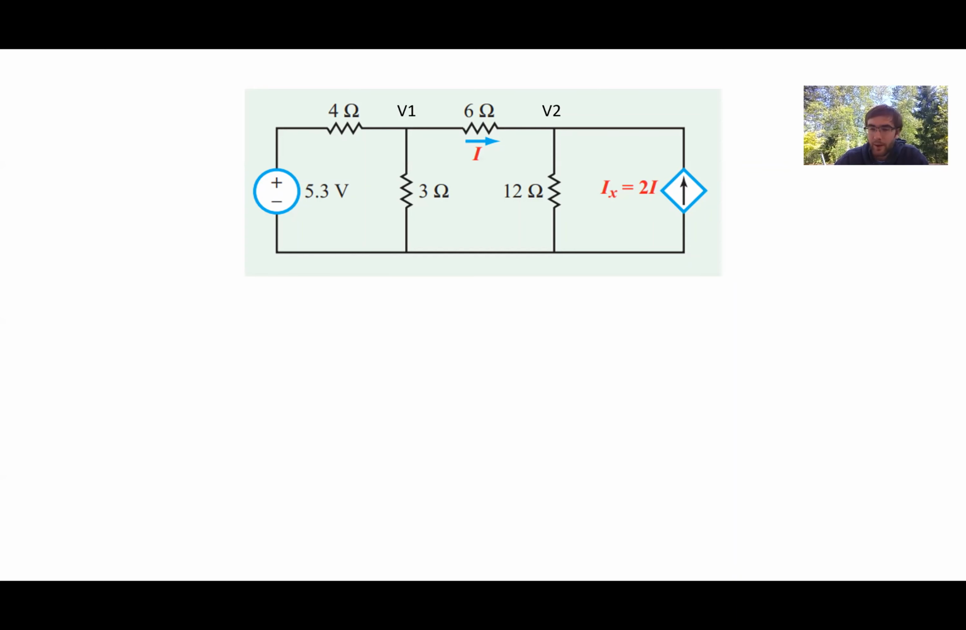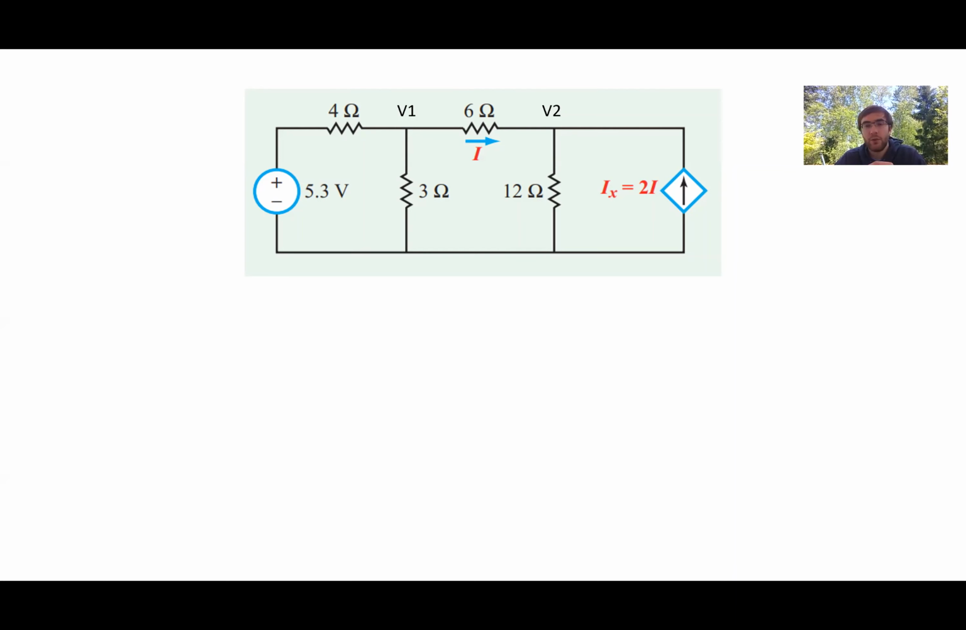Dependent source is a lot simpler than it might seem. Normally, in a circuit, when you're doing analysis, every source has a constant value. So, for example, on the left-hand side of this circuit, you have 5.3 volts, whereas on the right-hand side, you have a dependent current source.